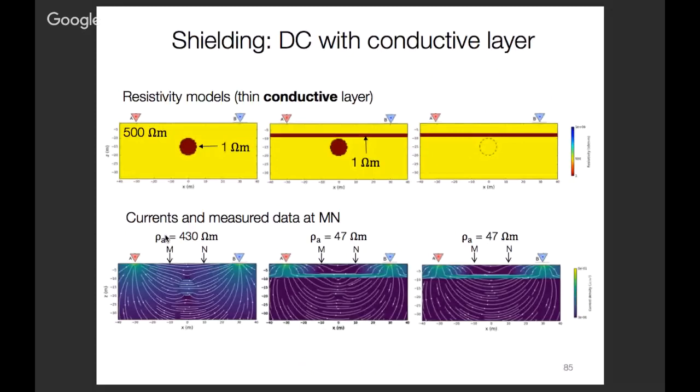DC resistivity with a conductive layer: remember that was also shielding us. In this case, the current went right into that conductor. So what's going to happen here? It's going to shield a little bit, because you're reduced, so it's going to see something, but not as much as before. It should shield us a bit because we've got an EM signature.